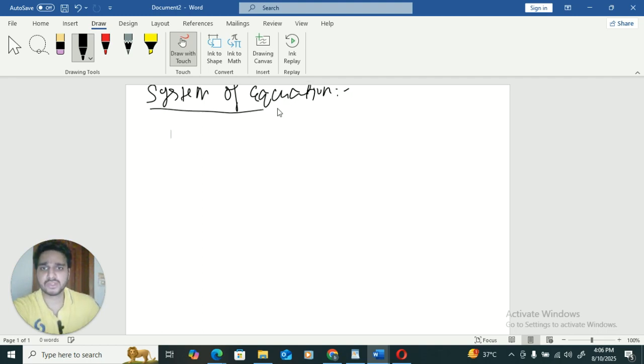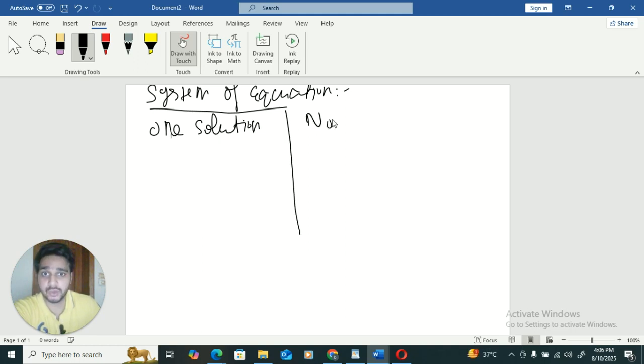Okay, so starting off with system of equations, there are three major types. The first is one solution, then we have no solution, and we have infinite solutions.